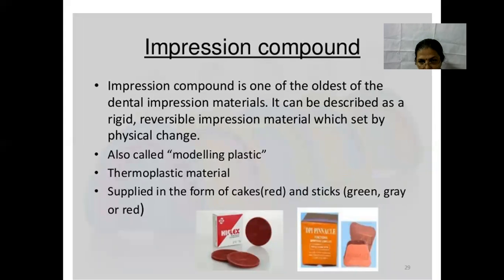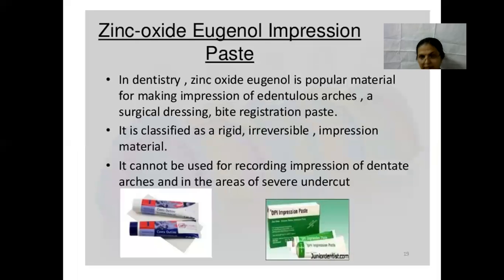Then you have impression compound, which is most commonly used for making edentulous impressions, and it can be described as a rigid reversible impression material which sets by physical change. It is otherwise called modeling plastic, and it is supplied in the form of cakes and sticks. Then you have zinc oxide eugenol impression paste. This is also used for making impressions of the edentulous mouth, and it is an irreversible rigid impression material.